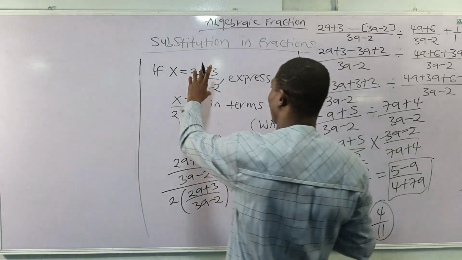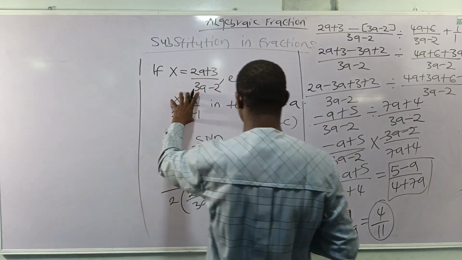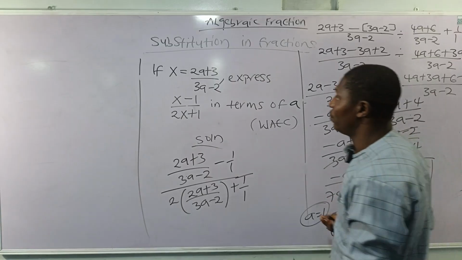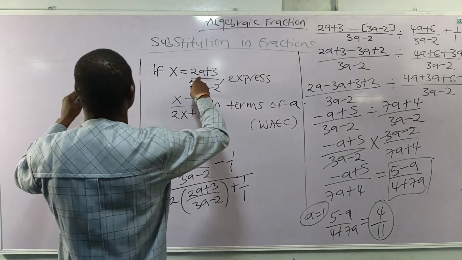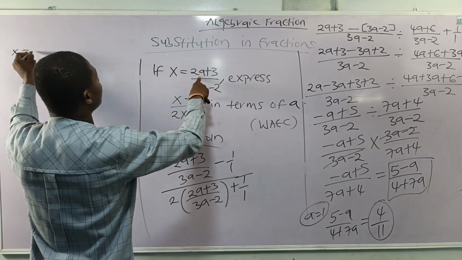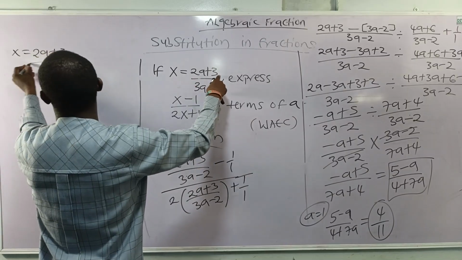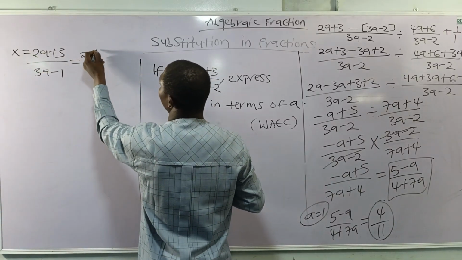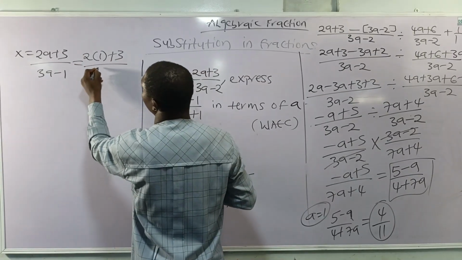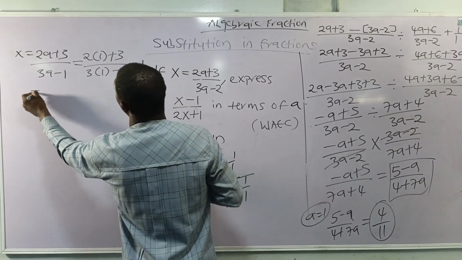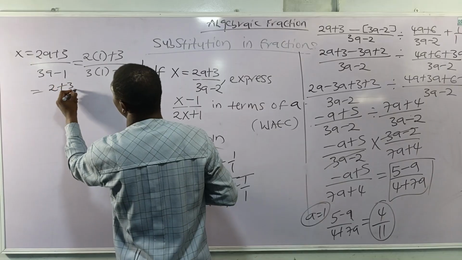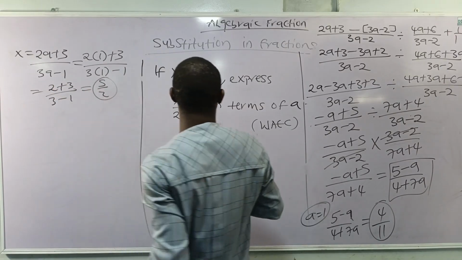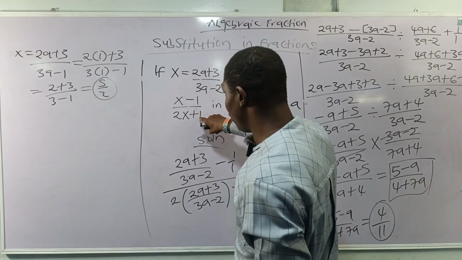So I have 4 over 11 here. If I substitute the value of A here and put it here, what I have here must be equal to this 4 over 11. So A is 1. So if I use this, x is equal to 2A plus 3 all over 3A minus 1. A is 1. If I have 2 bracket 1 plus 3 all over 3 bracket 1 minus 1, or have it as 2 times 1, 2 plus 3 all over 3 times 1, 3 minus 1. This will give me 5 all over 2. So the value of x is 5 over 2, which I must put here.